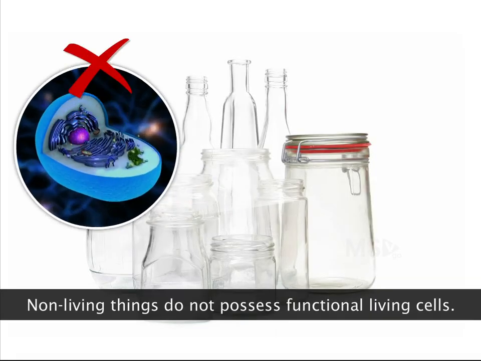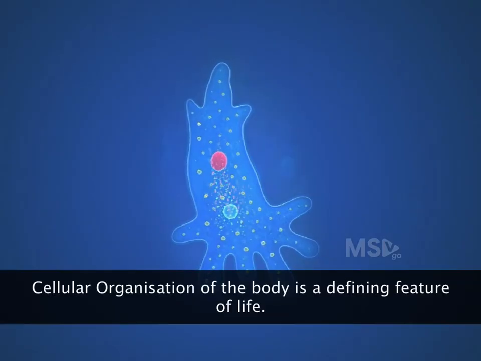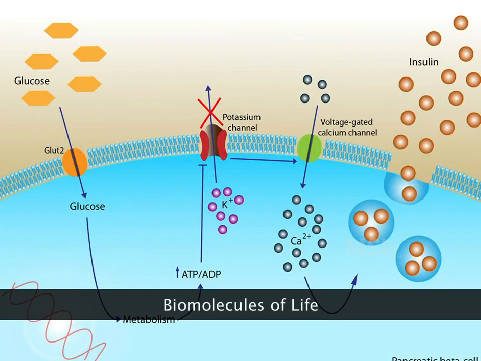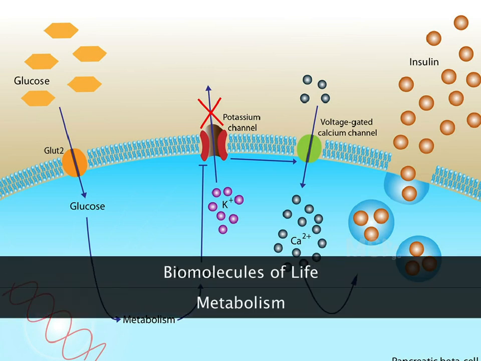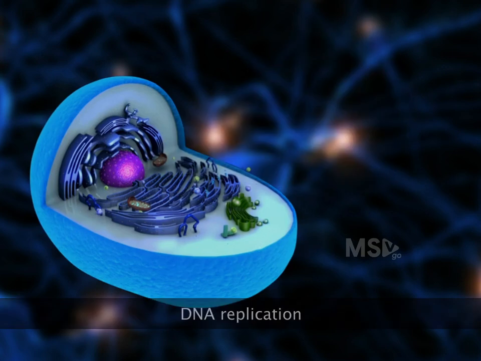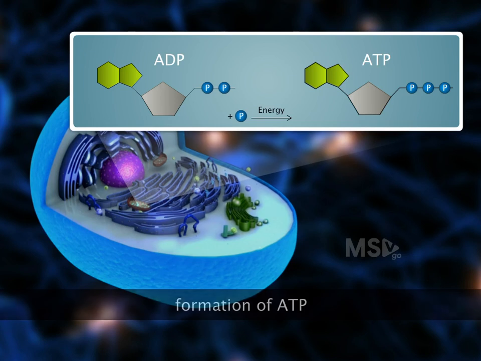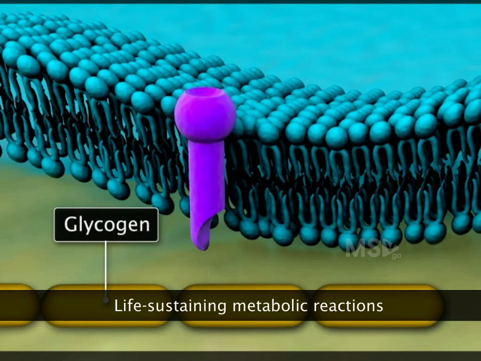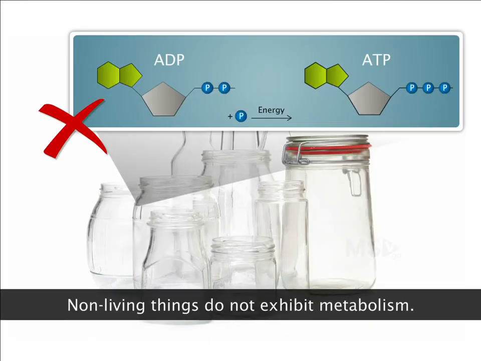We know that what we call non-living definitely does not have functional living cells. Cellular level of organization is thus a defining feature of life. We know of various reactions occurring within our cells. The chemical reactions taking place in the cells are known as metabolism. For example, replication of DNA, formation of ATP for energy, and formation of glycogen and its storage are life-sustaining metabolic reactions that occur in living beings. Non-living things do not carry out any such metabolic reactions.